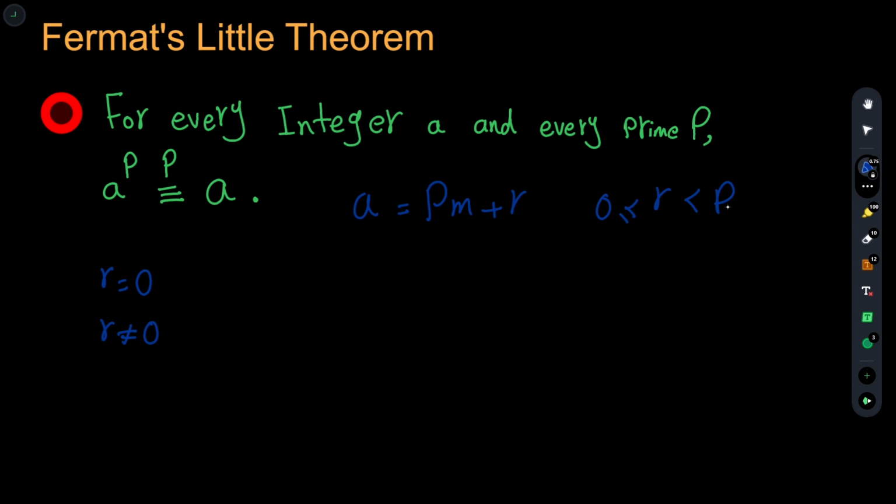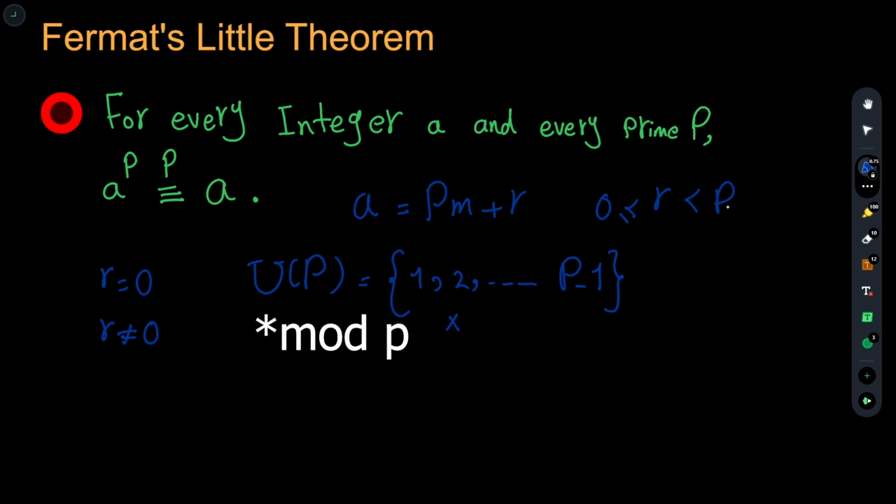And here we are going to use another group called U_p. This is a group that consists of the members 1 to p minus 1, and the operation between these members is multiplication. And you can check that this is a group. In fact, this is a group. I just want you to check this.